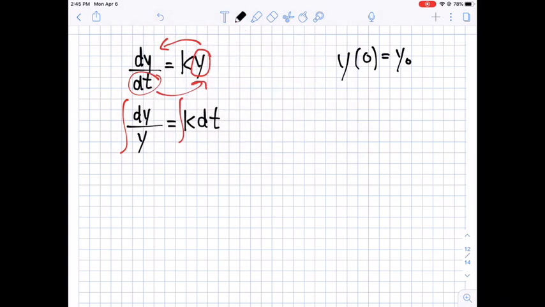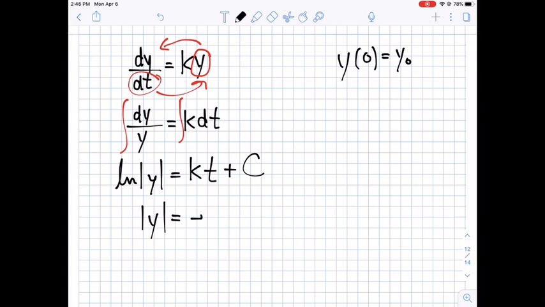So on the left-hand side, we have ln absolute value of y is equal to the antiderivative on the right. So here we just have the constant k, which we know the antiderivative will just be k multiplied by t. So we have k multiplied by t. We put in the plus c. Now let's solve for y. So we get rid of the logarithm. We have absolute value of y is equal to e to the kt plus c. Let's drop the absolute value. We end up with y being equal to plus or minus e to the kt plus c.